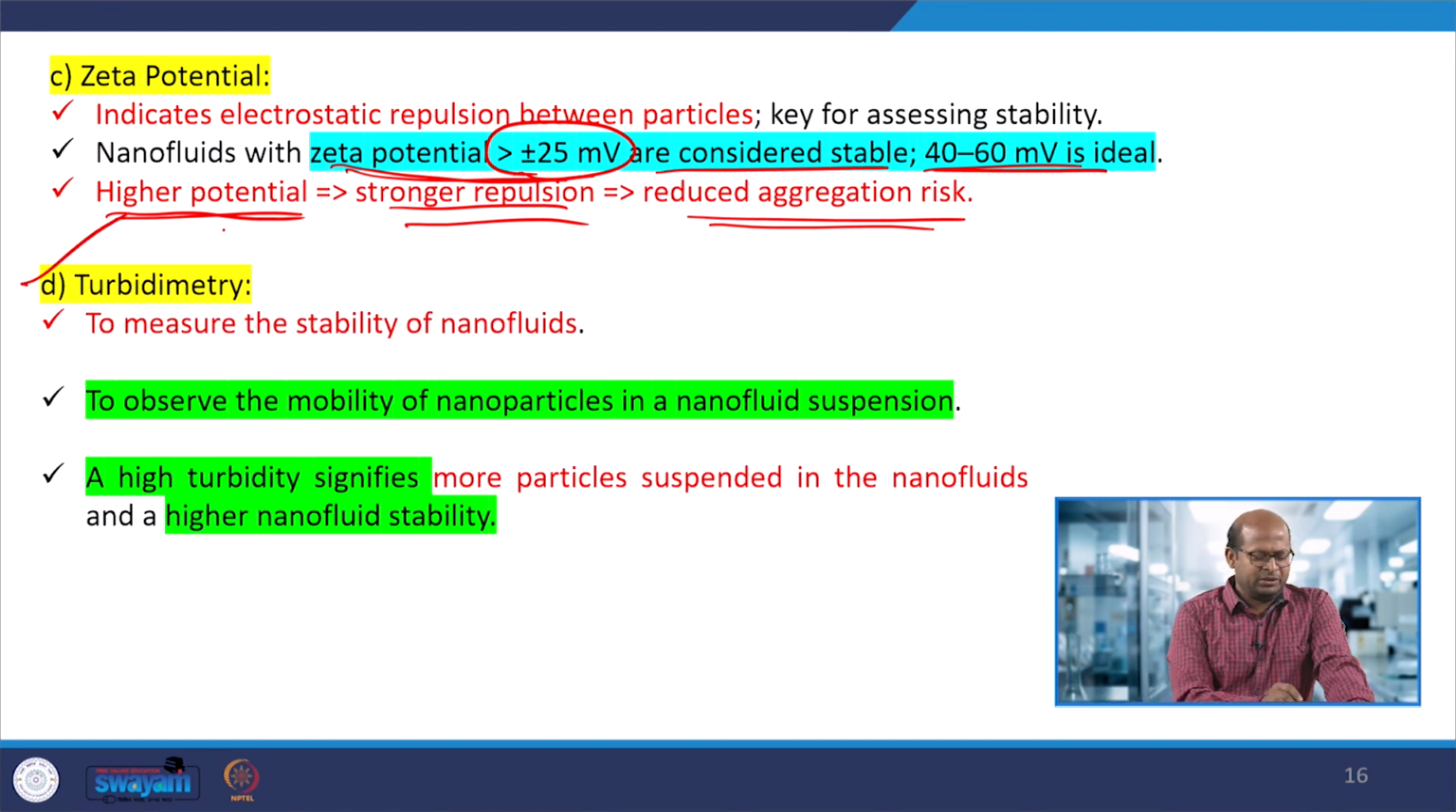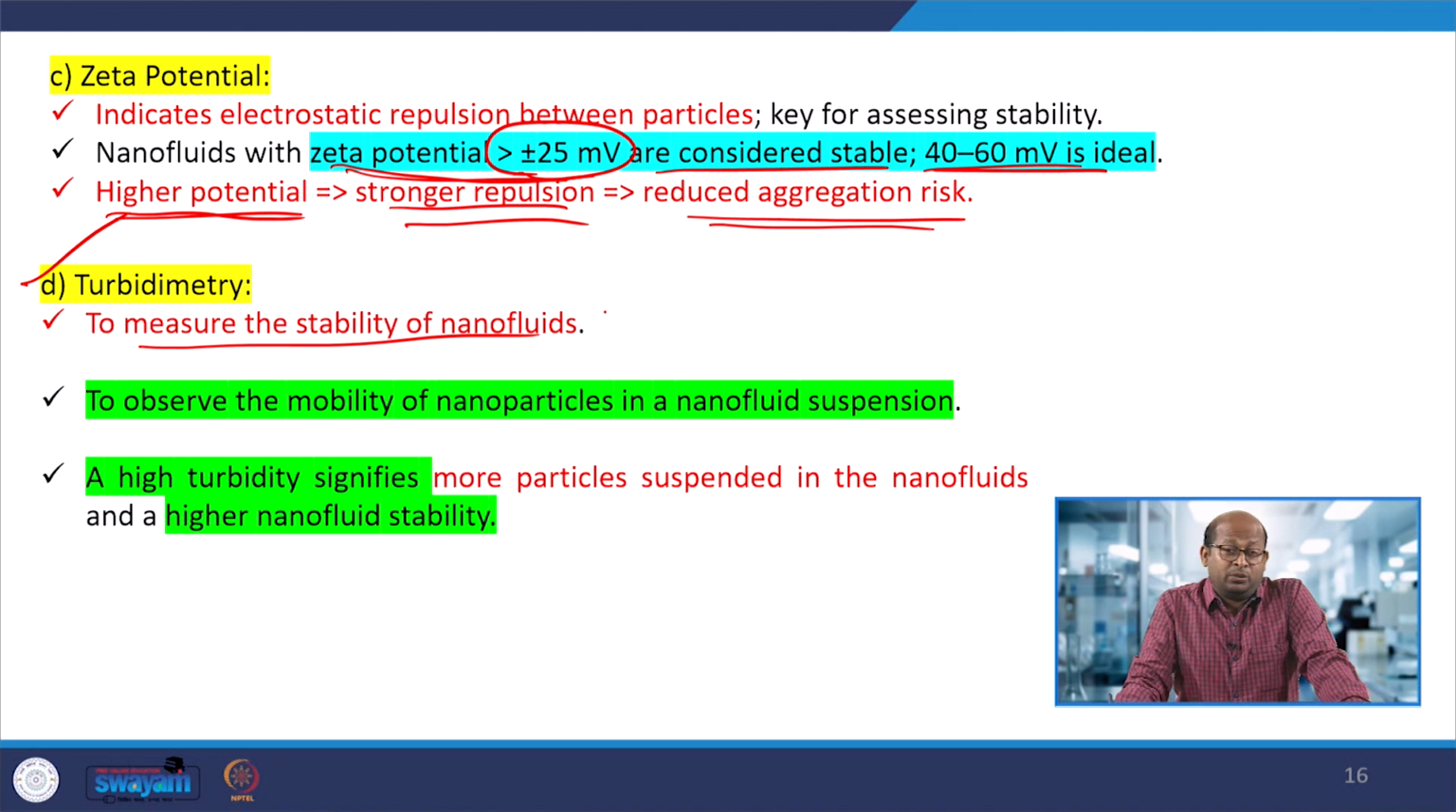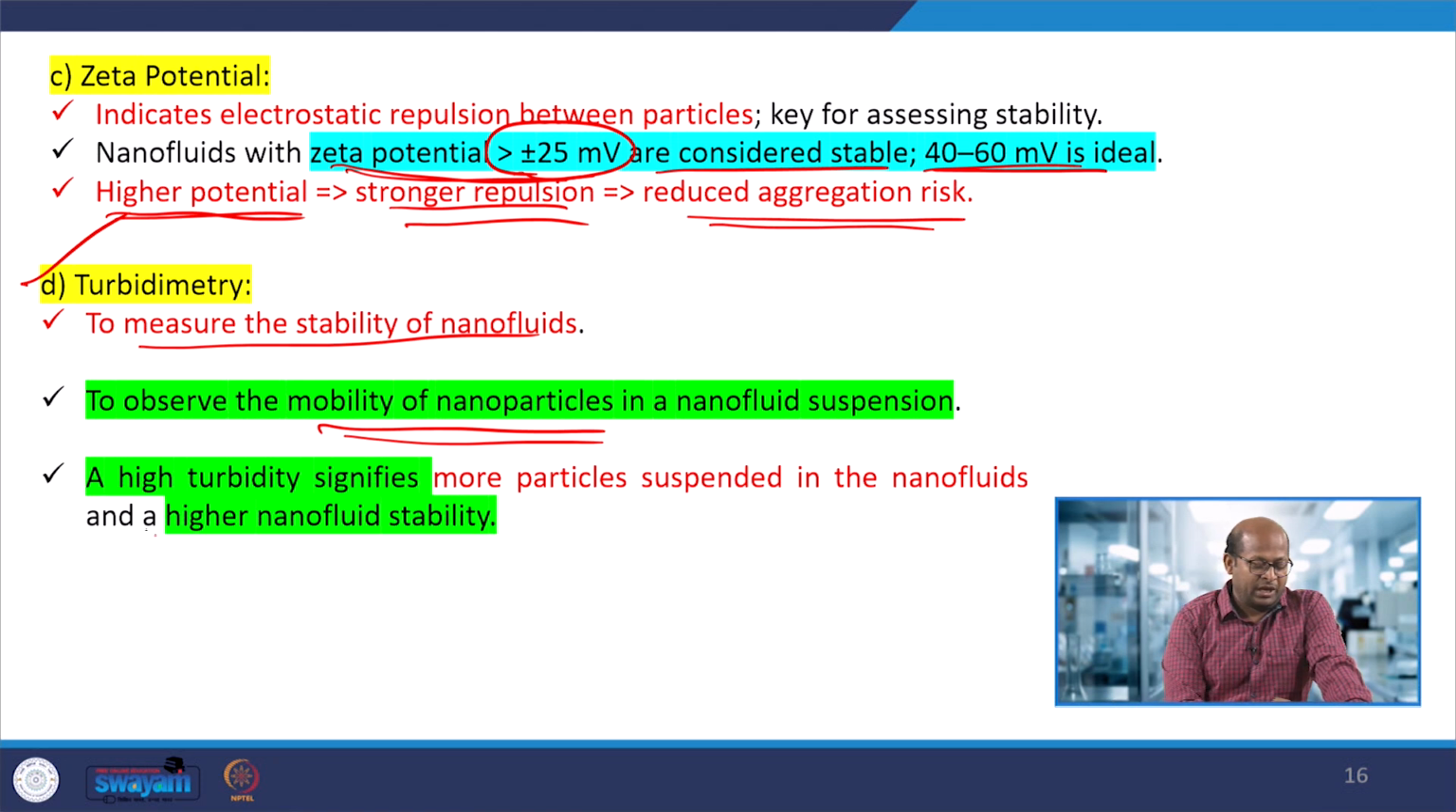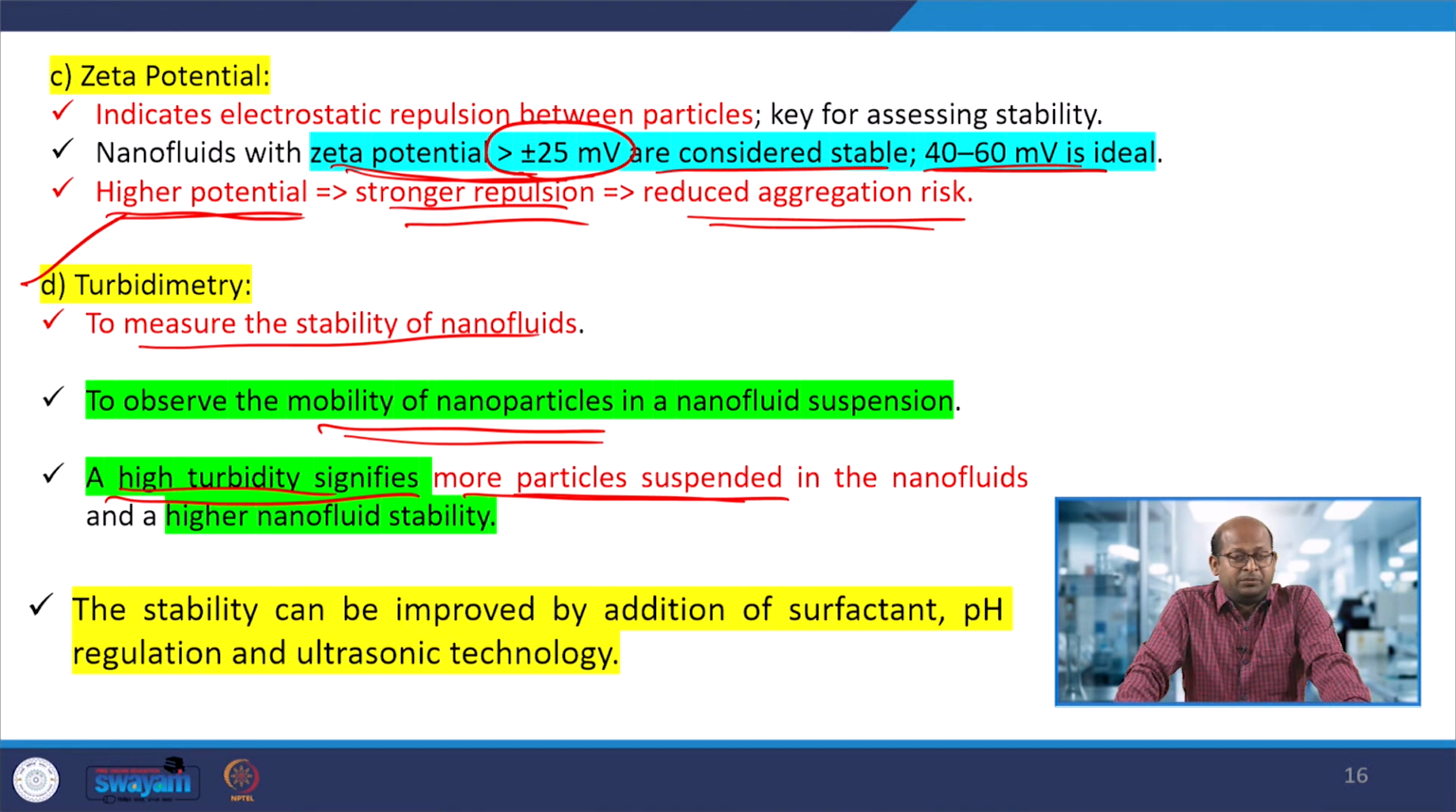Also, turbidimetry methods can be used with the nanofluids we have prepared to measure the stability of the materials. Here we can observe the mobility of the nanoparticles suspended in the base fluids or nanofluids. High turbidity of the nanofluids we have prepared means more particles are suspended, so higher nanofluid stability. So, high turbidity means higher stability of the nanomaterials, and that is a stable solution.